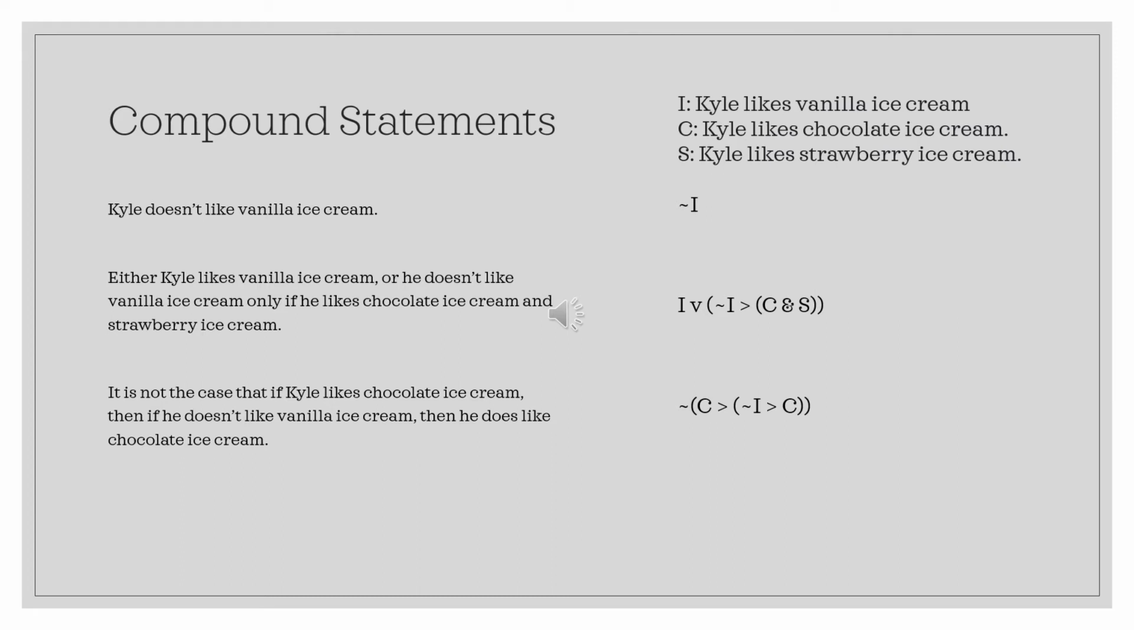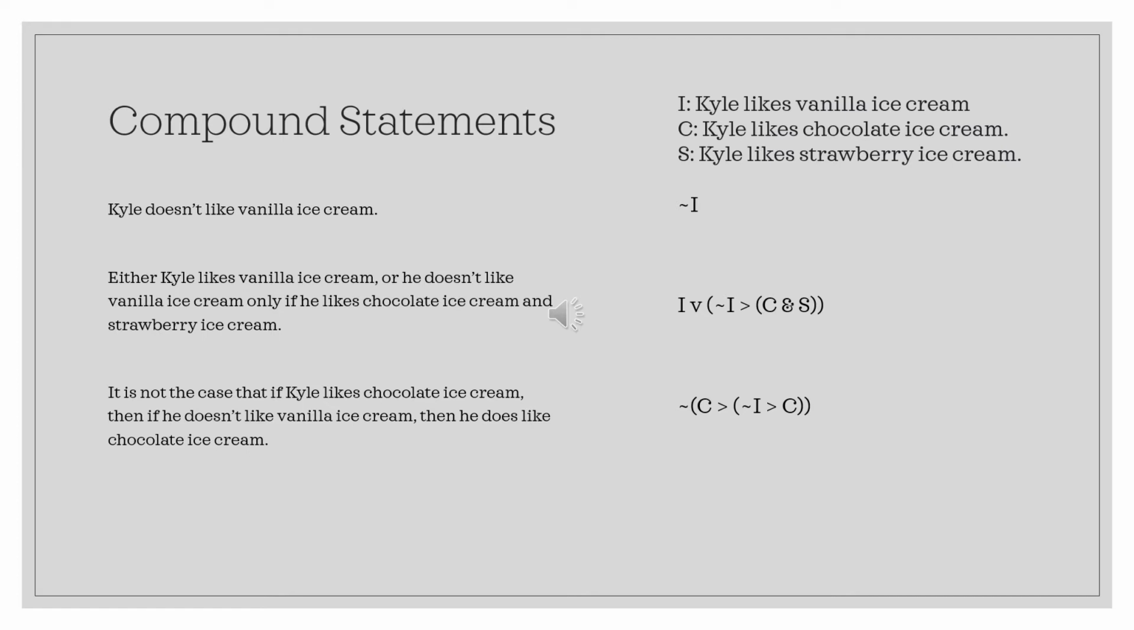Here's another example. Kyle doesn't like vanilla ice cream. Either Kyle likes vanilla ice cream or doesn't like vanilla ice cream, or well, let's just see. So here we've got a scheme of abbreviation. The letter I stands for Kyle likes vanilla ice cream. And so really simple symbolization: Kyle doesn't like vanilla ice cream just comes out as not I.